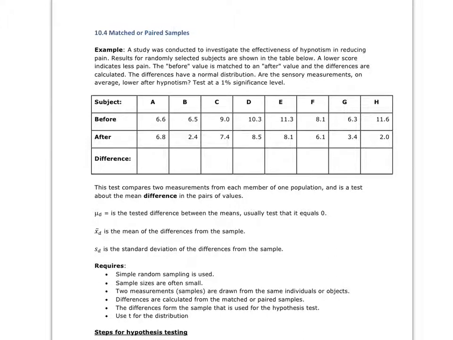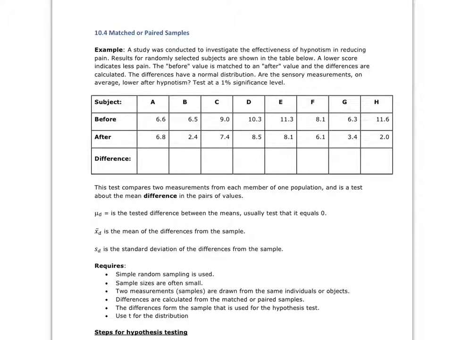The before value is matched with an after value, and the differences are calculated. The differences have a normal distribution. Are the sensory measurements on average lower after hypnotism? Okay, so what we want to notice here is that we have only one population. We have a population of people that are having some pain.